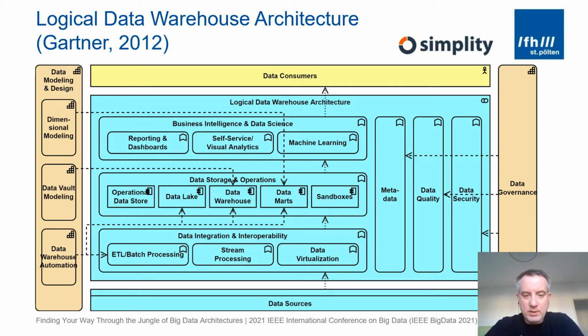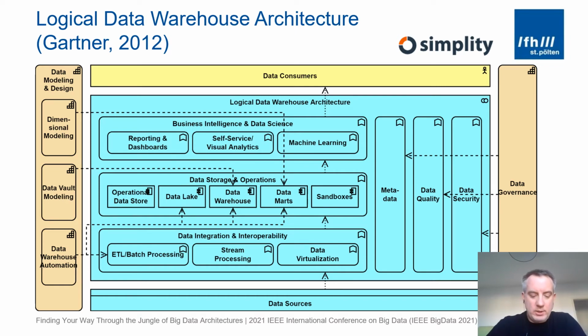As you see here in the middle, these are basically application components in Archimate speak that provide data storage and operations functionality. There's different data integration approaches, from batch processing via stream processing to data virtualization, and of course things like that. So this is the first example of a representation in this framework that we used.